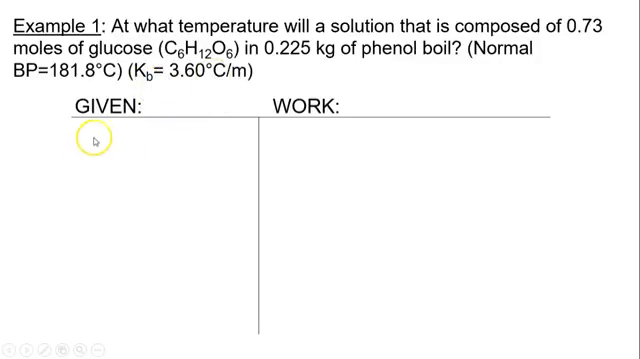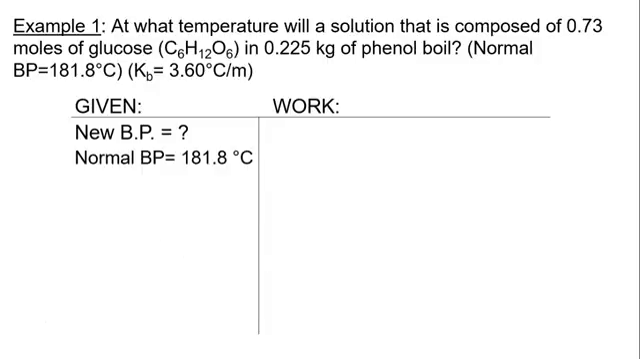Okay, so I'm going to split this up into given and work. So on the left side, I'll list my givens. So I know that I have to figure out the new boiling point. It says, at what temperature will the solution boil? So we want the new boiling point. I know the normal boiling point, either from a table or listed in the problem, is 181.8. In order to figure out the new boiling point, I'm going to have to figure out how much the temperature has changed by. And also in the table is the molal boiling point constant.